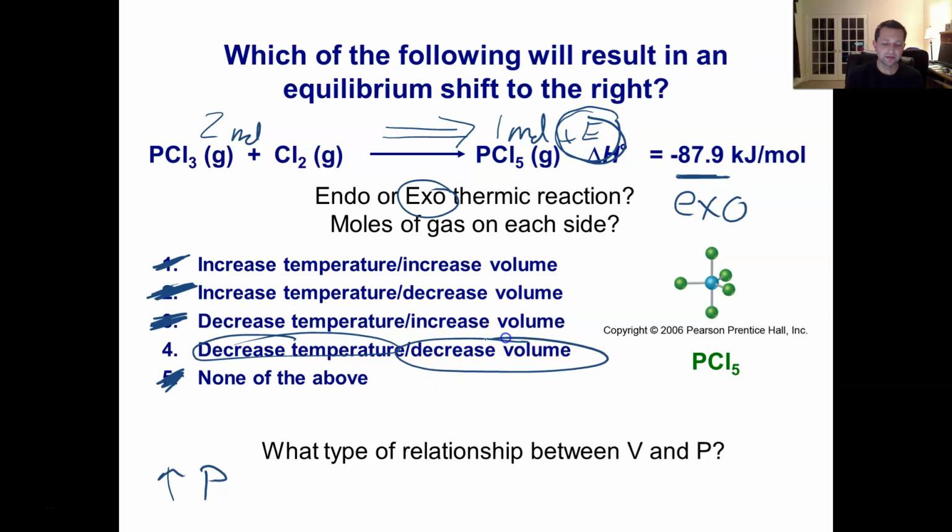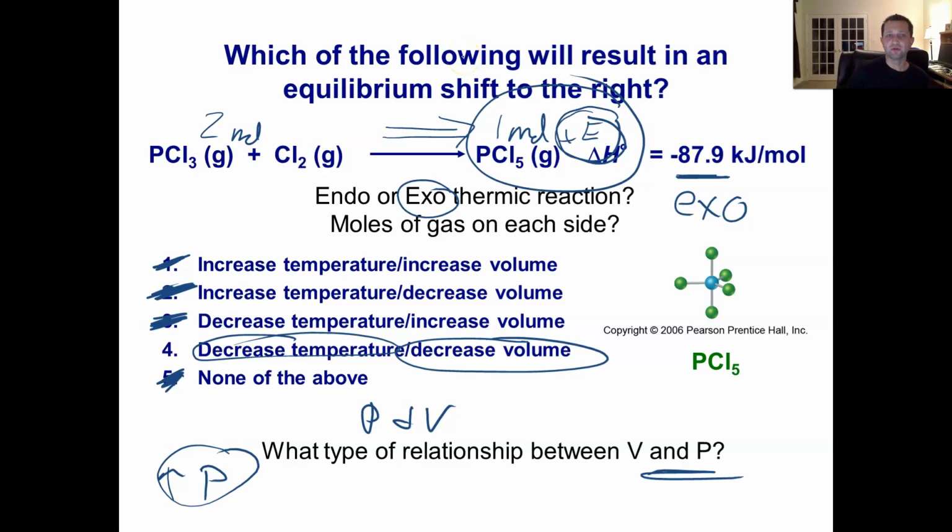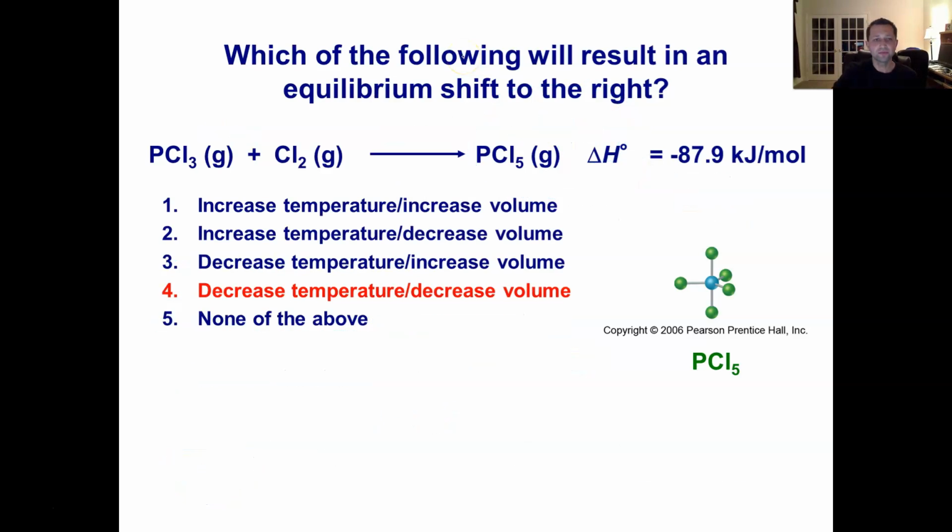And then a decrease in volume. Remember, pressure and volume right here have an inverse relationship. Decrease the volume, increase the pressure. So my reaction will shift to try to get rid of that increase in pressure by creating 1 mole of gas. All right, so there we go. We got it right, number 4.